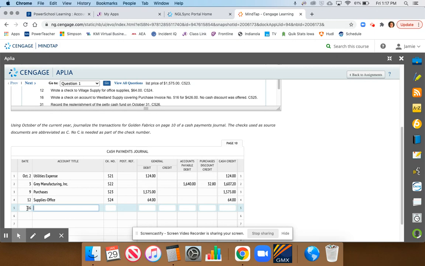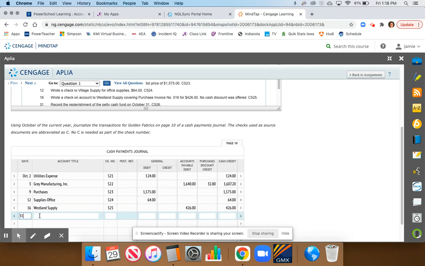On the 16th, we wrote a check on account to Westland Supply covering purchase invoice 516 for $426. They did not give a discount. So it is important on account, so we need to have Westland Supply here, check 525, and in the accounts payable debit, we need to put that $426 that we owed them. We wrote them a check, so we're going to debit their account to decrease how much we owe them, and then we also need to credit cash because we wrote a check for $426. There was no discount, and so you could just leave the discount column blank.